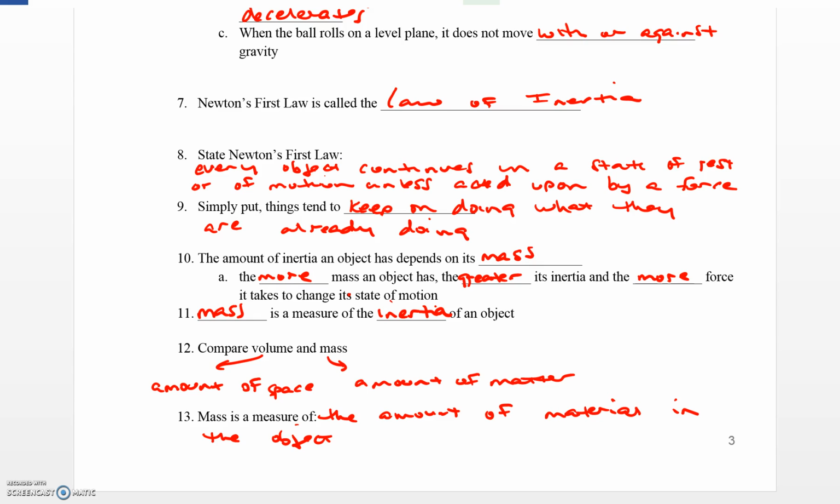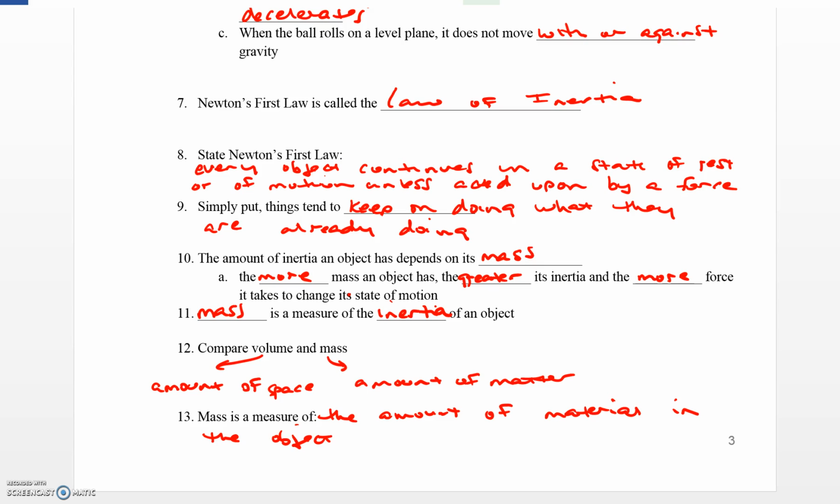Number 10, the amount of inertia an object has depends on its mass. The more mass an object has, the greater its inertia, and the more force it takes to change its state of motion. So think about the activities that we did in lab on Tuesday, and specifically think about the one where we had the overhead sheet and we put the 3 masses on that sheet, and then we pulled that sheet out from underneath the masses. We talked about the fact that the largest mass was least affected because it had the most inertia. And the smallest mass was the most affected because it had the least inertia.